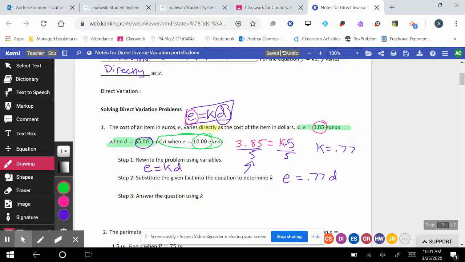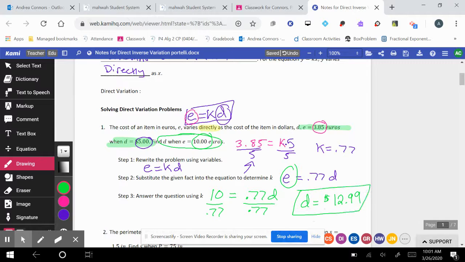So I'm going to plug in that 10 for E. So 10 equals 0.77 D. And again, to solve for D, I just divide by 0.77. So 10 divided by 0.77 is equal to $12.99, around 99 cents. So 10 euros equals $12.99, which makes sense because the euro is slightly stronger. Well, it was slightly stronger than the dollar.